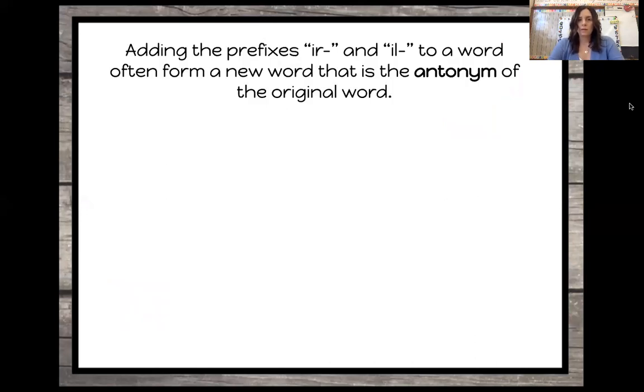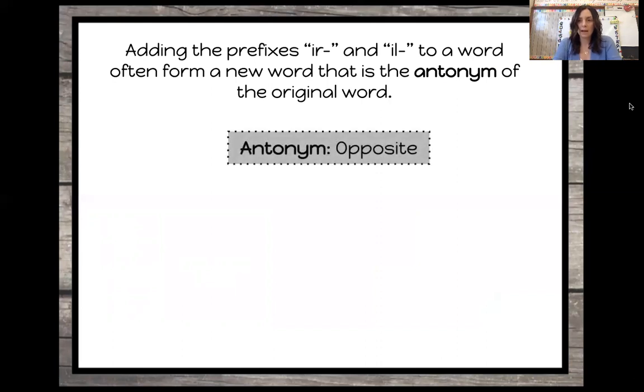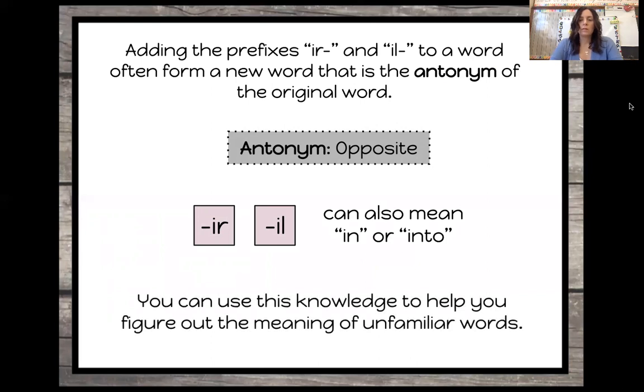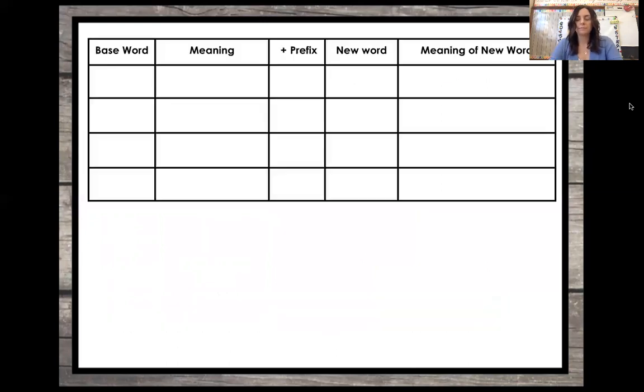When you add the prefixes ir or ill to a word, you often form a new word that is the antonym of the original word. An antonym means opposite. The prefixes ir or ill can also mean in or into. So you can use this knowledge to help you figure out the meaning of unfamiliar words. I'm going to show you how to do that. So for example, let's take the base word legal. We looked at this one and it means allowed by law. When I add the prefix ill to it, the new word becomes illegal, and the meaning of the new word is not allowed by law.